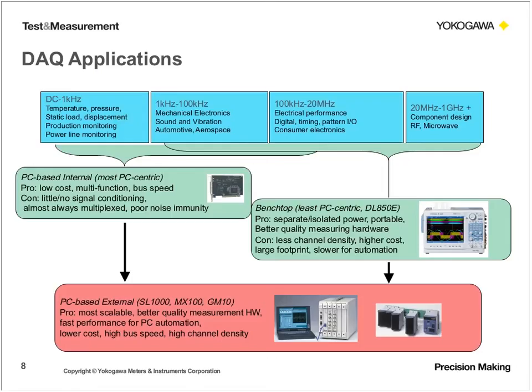So depending on your application, you may be looking at it by bandwidth. In this slide here, I have, for low-speed applications, I consider this to be the DC to 1 kilohertz range. And this is typically going to be for your mechanical type measurements. Maybe you have some physical sensors for temperature, pressure, and maybe for your static loads.